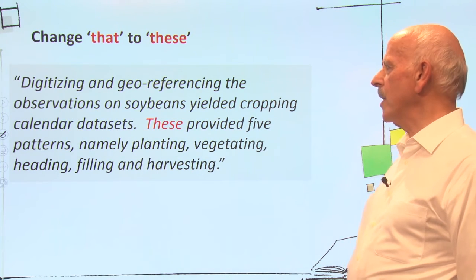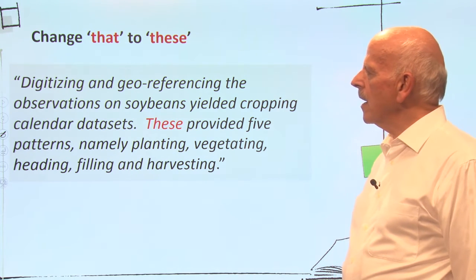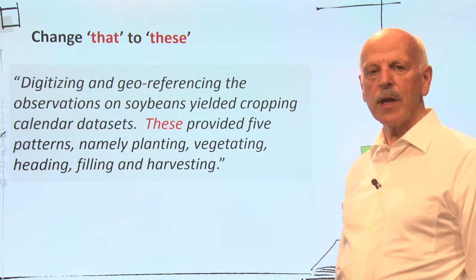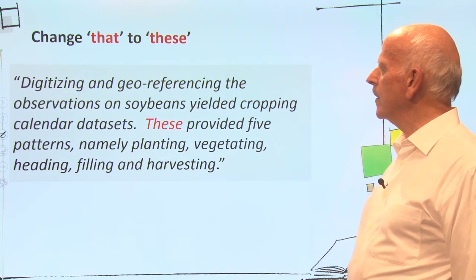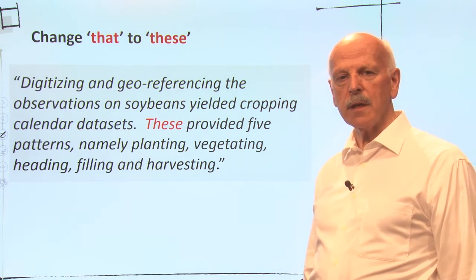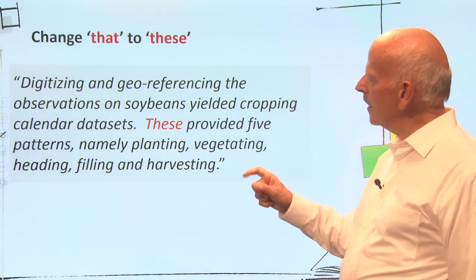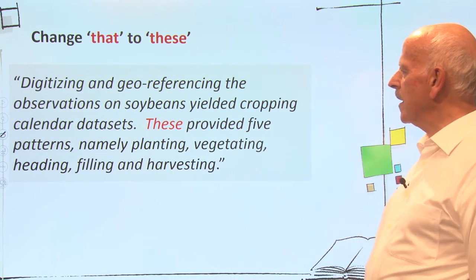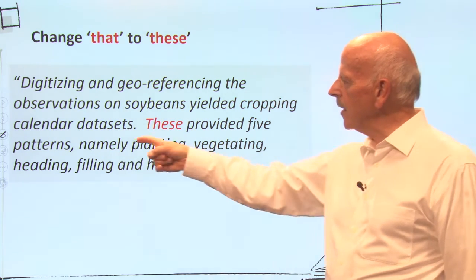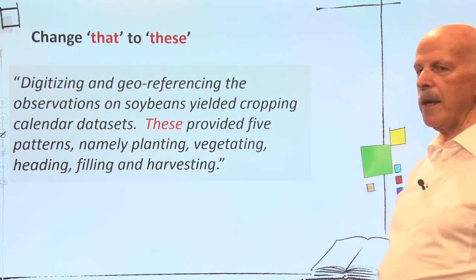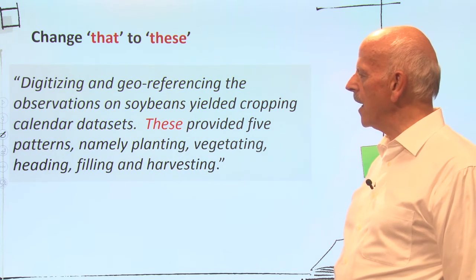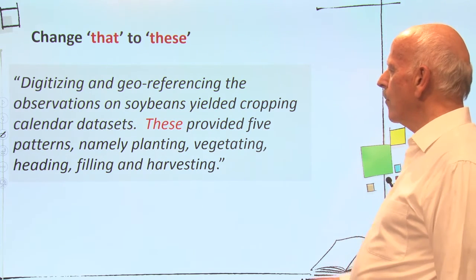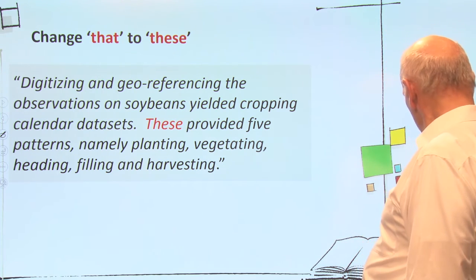We have the first part, which tells the reader about how you used digital information and location information in association with the soybean cropping, and it's called a calendar data set. Then the second sentence says these being the data sets, provided 5 patterns, namely planting, vegetating, heading, filling, and harvesting. So we have 2 sentences broken in the middle by one word being replaced.